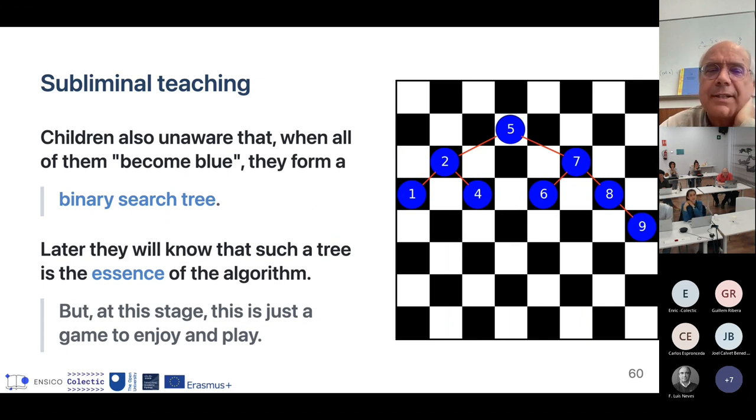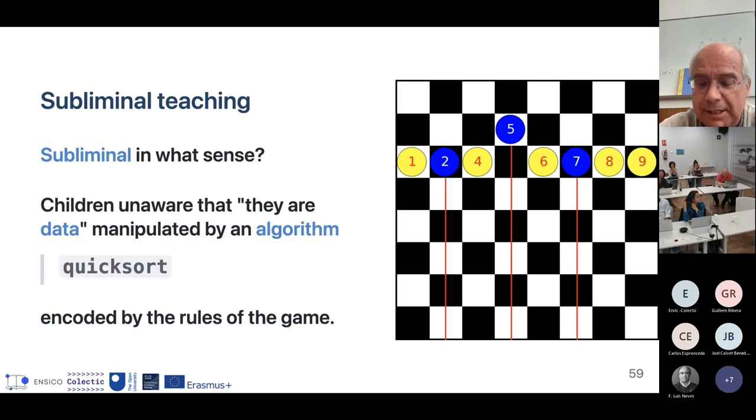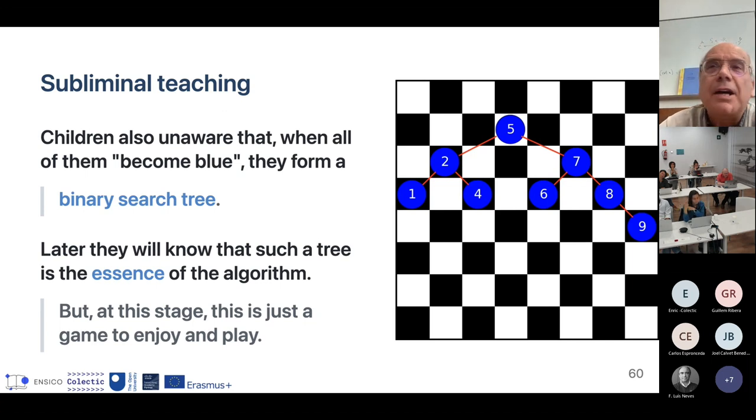So it's subliminal in what sense? Children are not aware of what's happening. What happens is that in this game, they are the data. And the rules of the game are the algorithm. This parallel can be done in other contexts. For instance, when we are cooking, we have the ingredients that we have to buy, and the recipe is a set of rules or instructions. There are priorities: flour should go first and all that. So that's the algorithm. The other thing which they don't know is that when all of them become blue, they form, as you see in this slide, what is called a binary search tree.